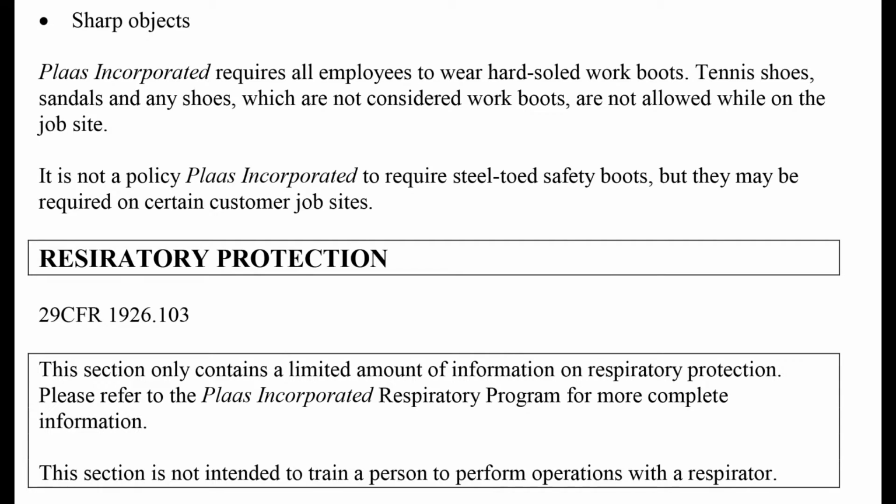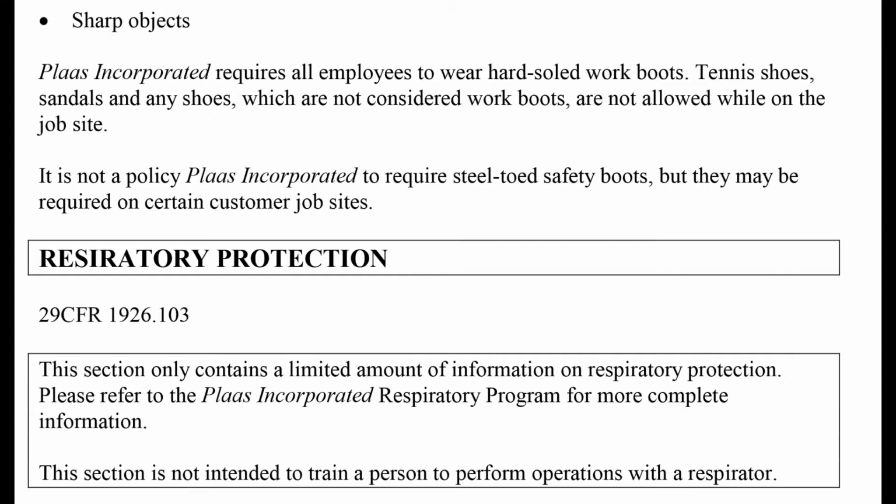Plaas Incorporated requires all employees to wear hard-soled work boots. Tennis shoes, sandals, or any other shoes which are not considered work boots are not allowed while on the job site. It is not a policy of Plaas Incorporated to require steel-toed safety boots, but they may be required on certain customer job sites.